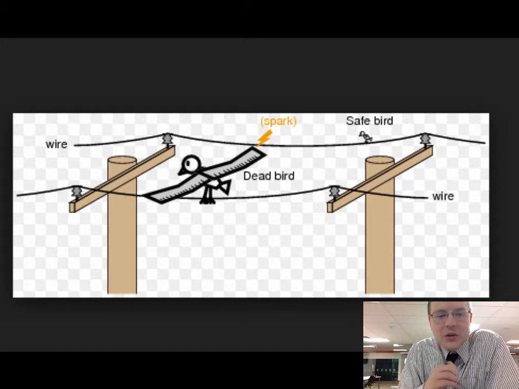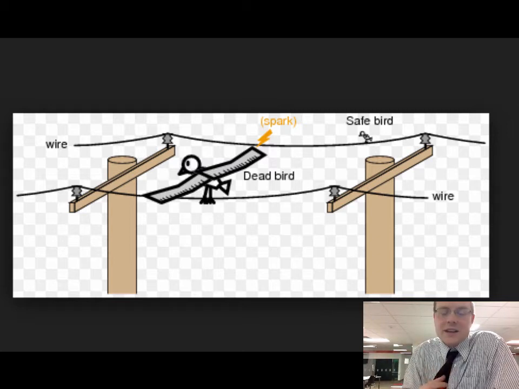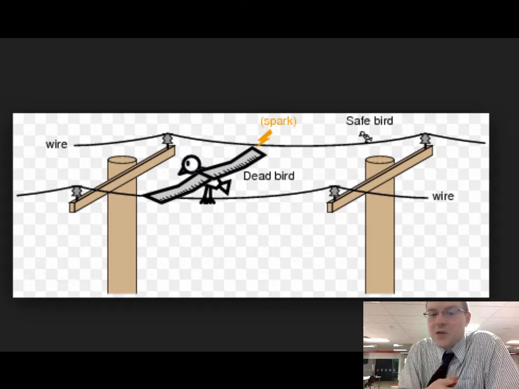If they reach out their wings to a second wire, and that second wire is at a different potential, say that bird is standing on a 5,000 volt line and the other line is at 6,000 volts, well, charges from the 6,000 volt line will feel the need to go from high voltage to low voltage as quickly as possible, and if you're the path in between, then it will zap you. Kind of like this bear.